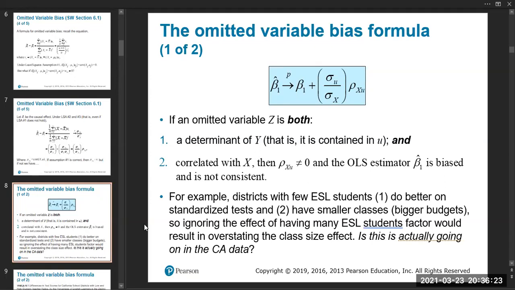So here is the formula. This formula is required, but we'll explain more when we get to the exercise. Let's repeat what we have just learned. An omitted variable bias occurs when, first, Z is a determinant of Y, or Z is contained in u. Second, Z is correlated with X, which means that rho xu doesn't equal 0. Then the OLS estimator beta 1 is biased and not consistent.